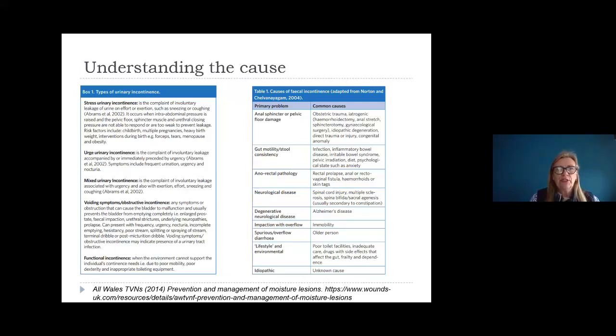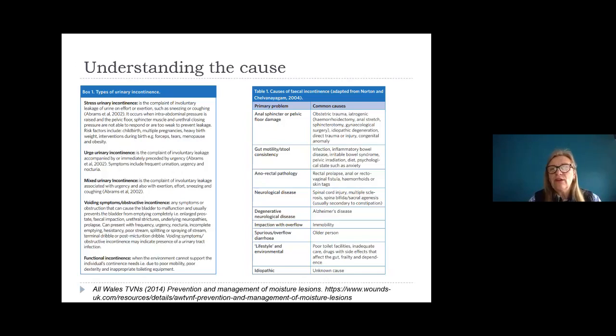You've got voiding symptoms or obstructive incontinence, which can cause the bladder to malfunction, where what you see is the patient not completely emptying the bladder. Sometimes that relates to really simple things like being very constipated, and that can constrict the bladder itself or constrict the urethra. Or there can be a whole range of other reasons. And then there can be functional incontinence, so things like I mentioned already about poor mobility or poor dexterity and inappropriate toileting.